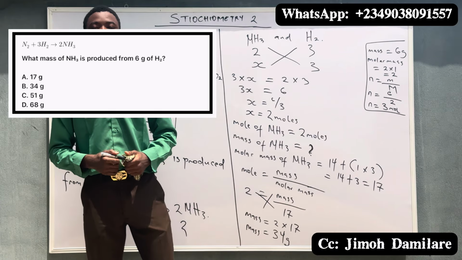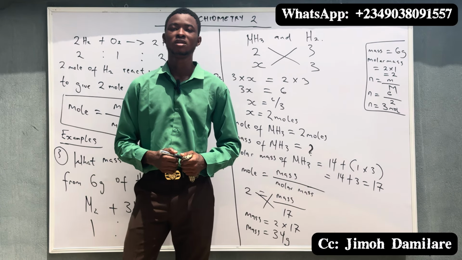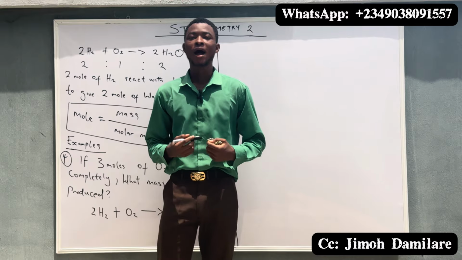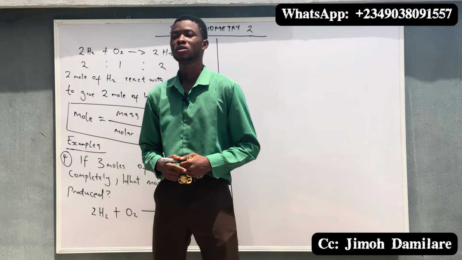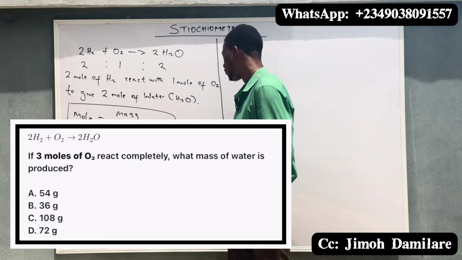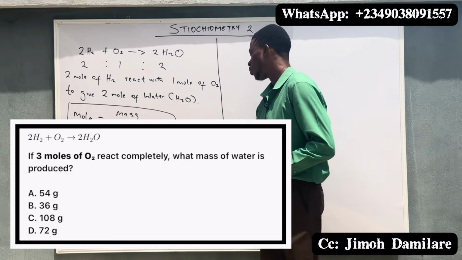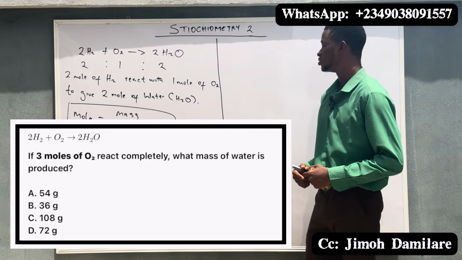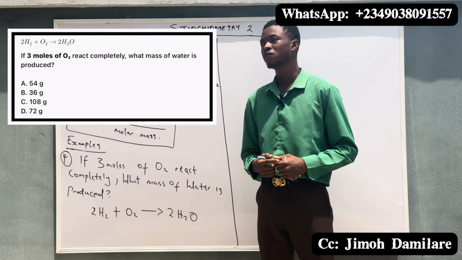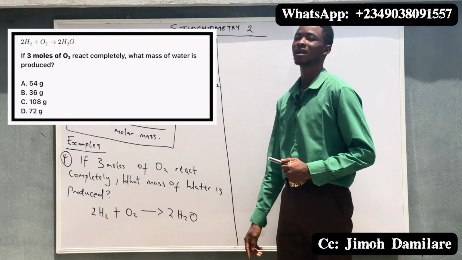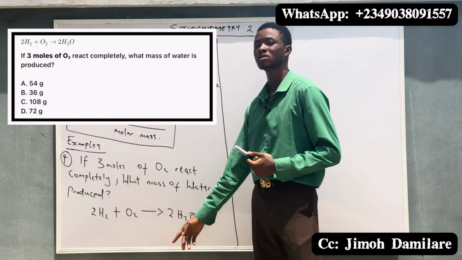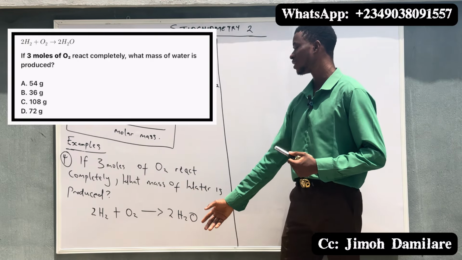So let's look at another example, still on the mole ratio in a chemical equation. And moving to the fourth example, the question says, if 3 moles of O2 react completely, what mass of water is produced? Like I said earlier, your first task is to write the correct balanced equation, and luckily enough, this question has given us the correct balanced equation.